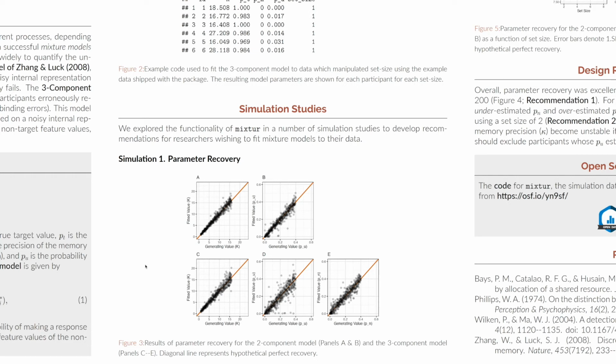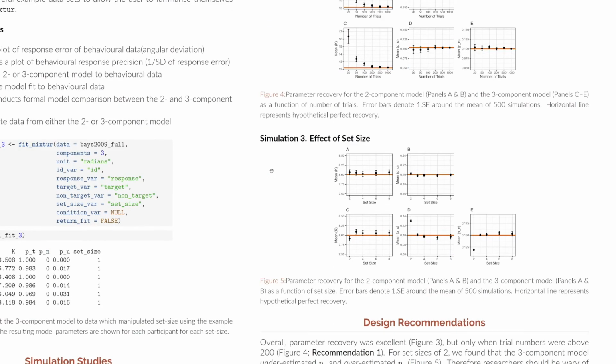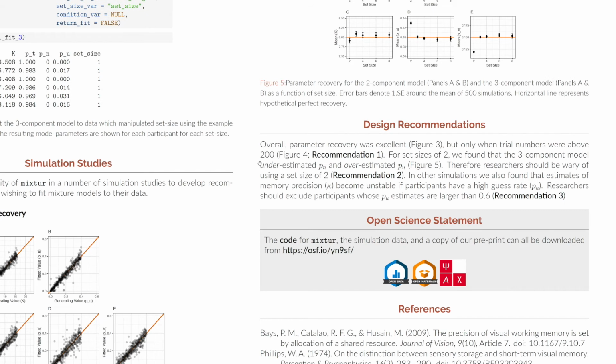In simulation 1, we were interested in how well the package is able to recover model parameters. In simulation 2, we were interested in the effect of trial numbers on the model's ability to accurately estimate the key model parameters. And in simulation 3, we were interested in the effect of set size. Based on these simulations, we've developed 3 recommendations for researchers.